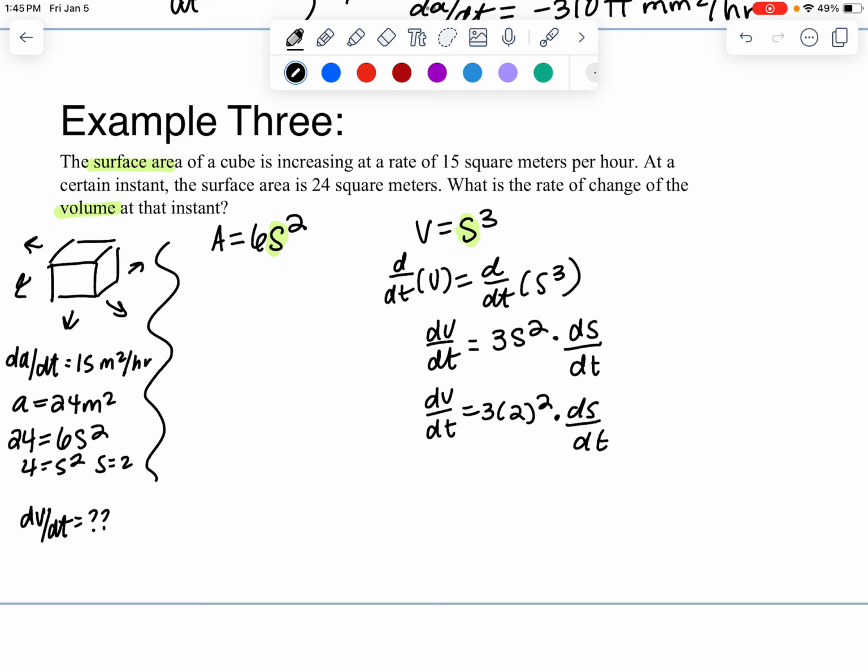What we do have is information about the rate of change of the surface area. In taking the derivative of this formula right here, ds/dt is going to pop up. Then we can solve for ds/dt using this formula, and plug it in right here. So that is what we're going to do.